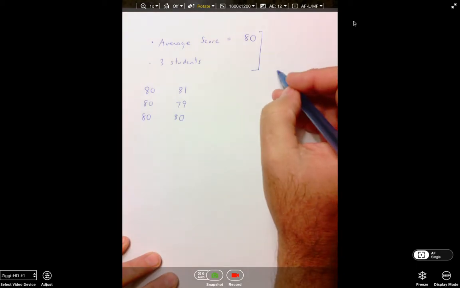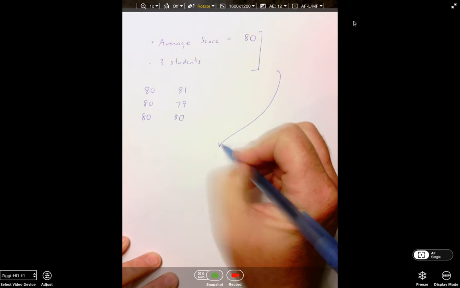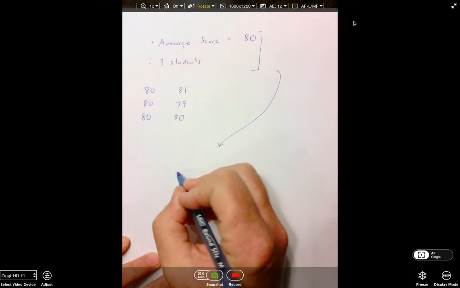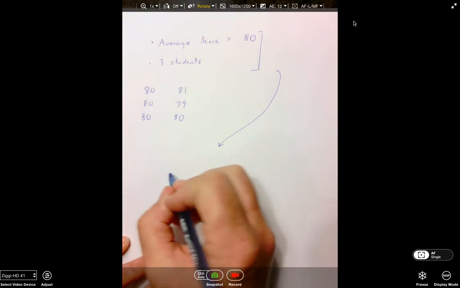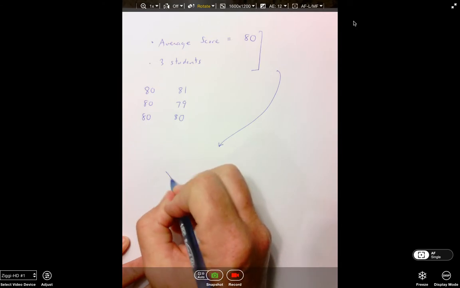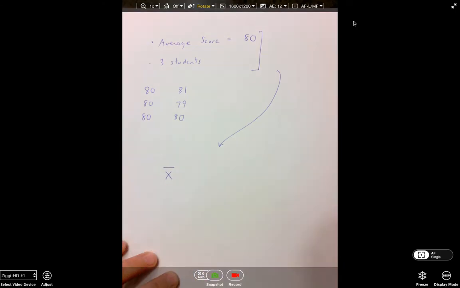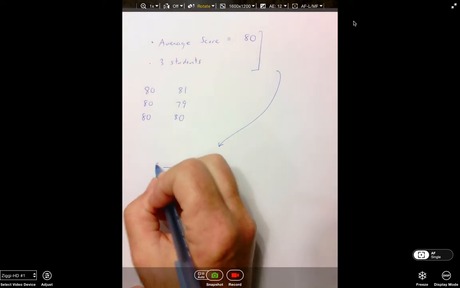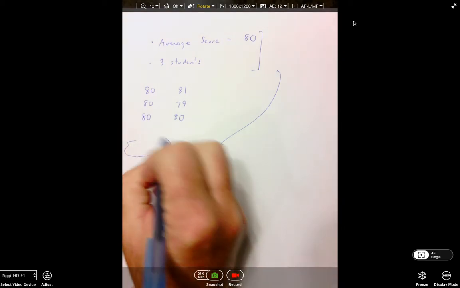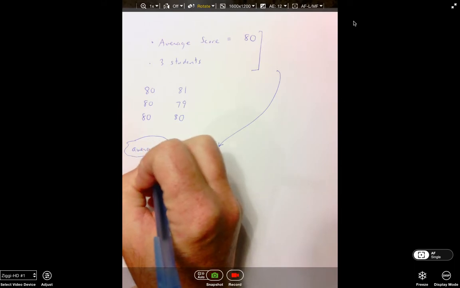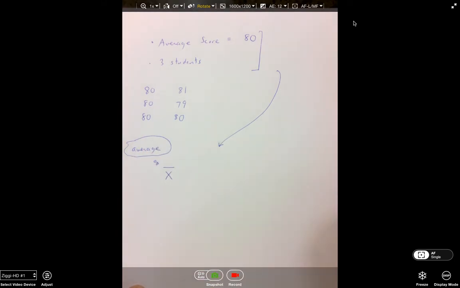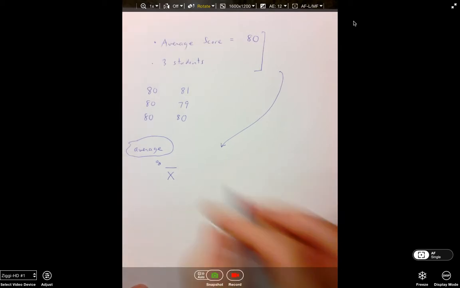Well, what we can do is we can actually depend a little bit on the formula here. And guys, the symbol for the average score in statistics is X bar. So for the next 10 weeks of your life, well, technically 9 weeks of your life, when you see X bar, I want you to think nothing more than the average score. Now, we'll call that the mean, which is just a fancy way of saying the average.